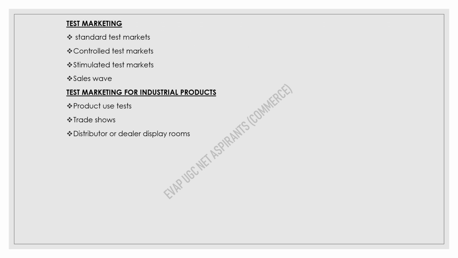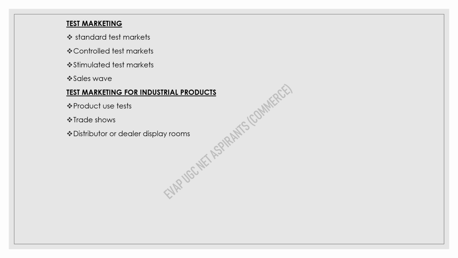So next we'll be seeing about test marketing. What are the various constituents of test marketing? It includes standard test markets, controlled test markets, simulated test markets and sales waves. So let us see what each of these mean.